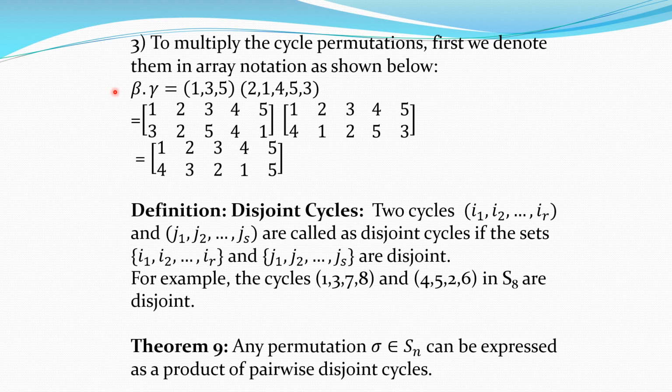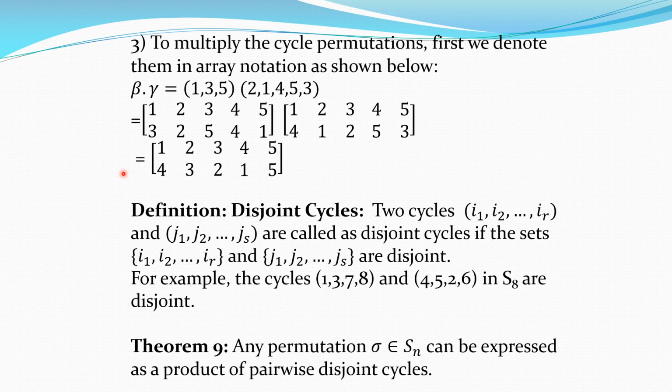Now this is beta (1, 3, 5). It means 1 goes to 3, 3 goes to 5 and 5 goes to 1. The remaining 2 and 4 map identically. Now gamma in cyclic notation is (2, 1, 4, 5, 3). So 2 goes to 1, then 1 goes to 4, 4 goes to 5, 5 goes to 3. So below 5 we have written 3, and after 3 the bracket closes, so 3 will map to the starting element, that is 2. Now going from right to left and top to bottom we get beta composite gamma.